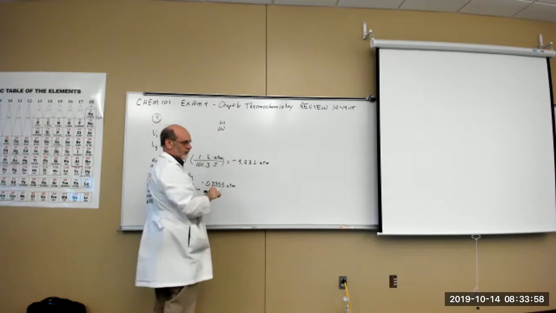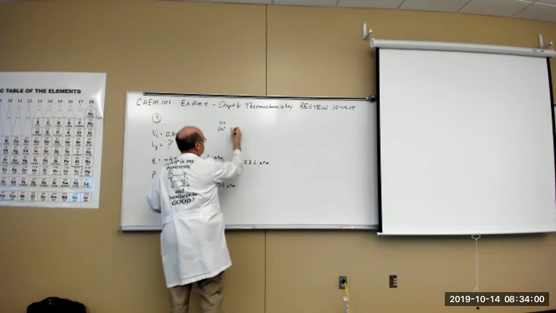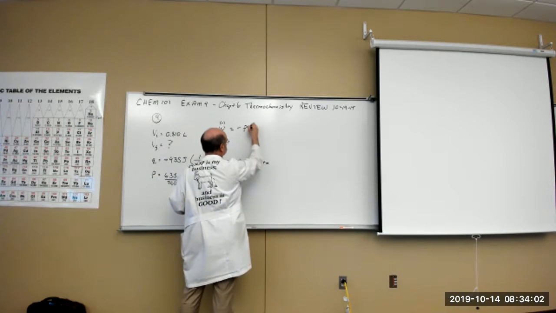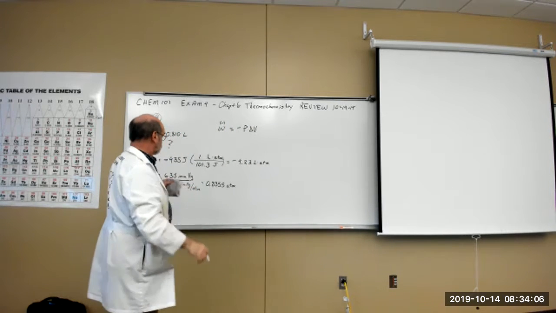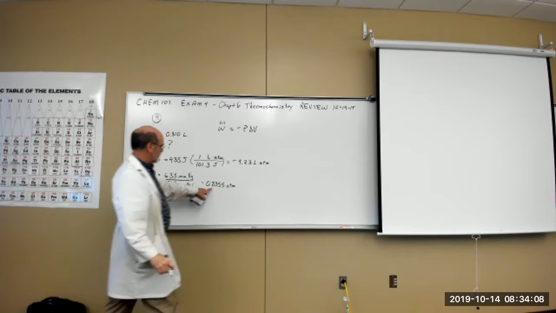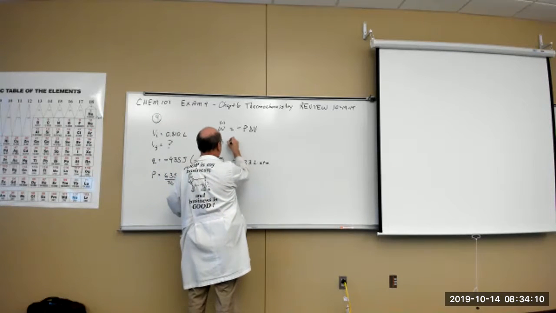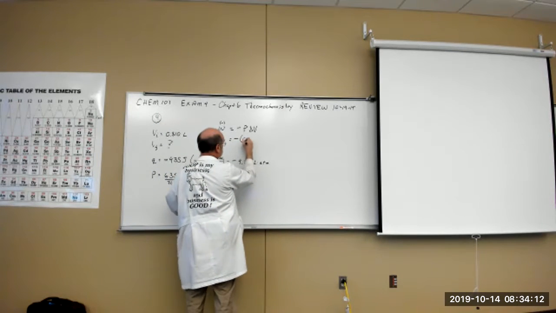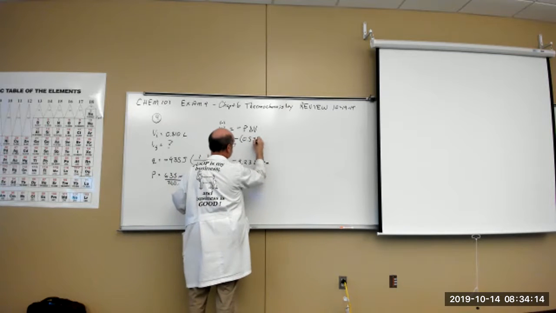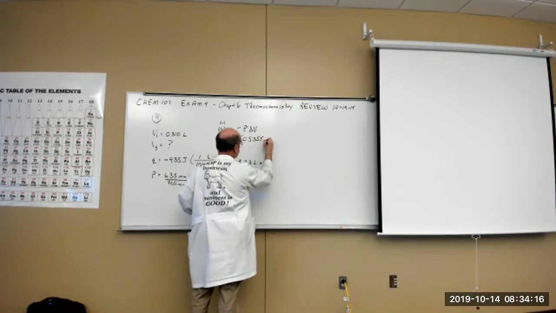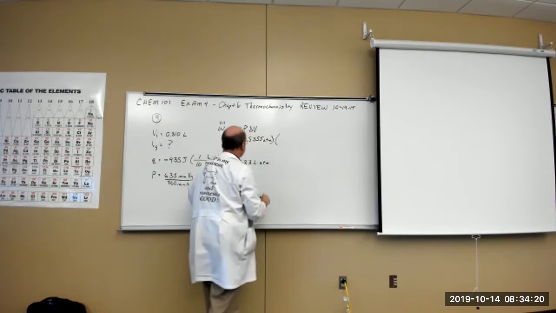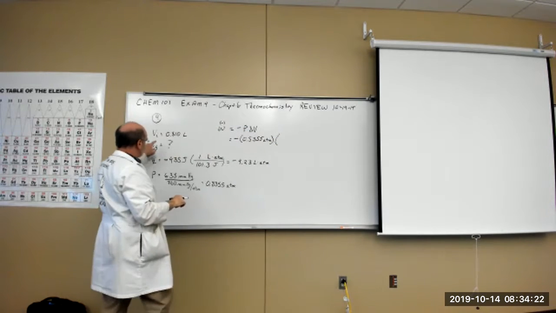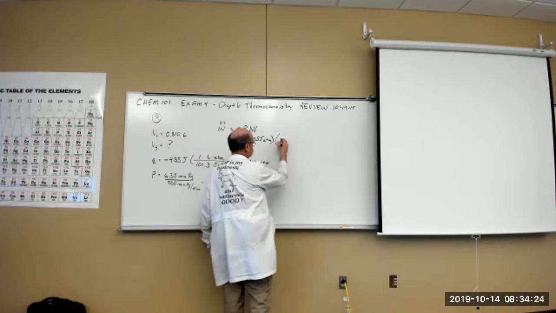Just as a reminder, there's our formula again. We know what the pressure is here, 0.8355 atmospheres. And then we have final volume minus initial volume.